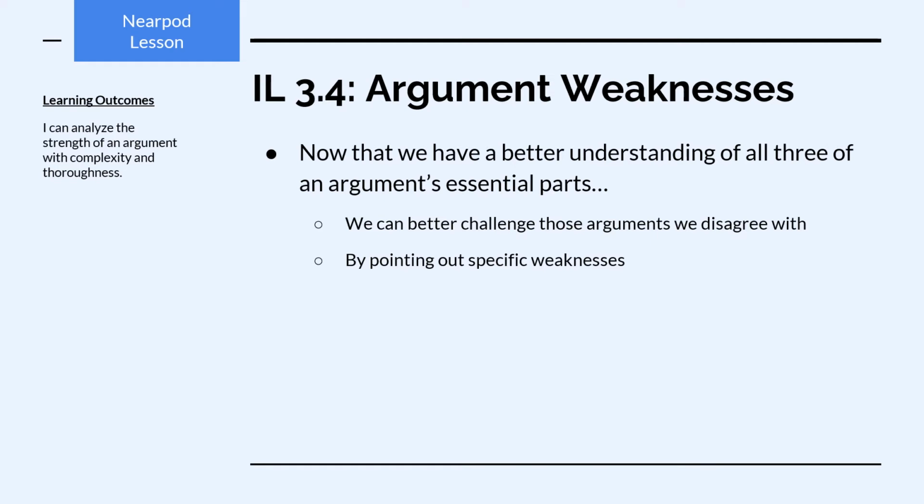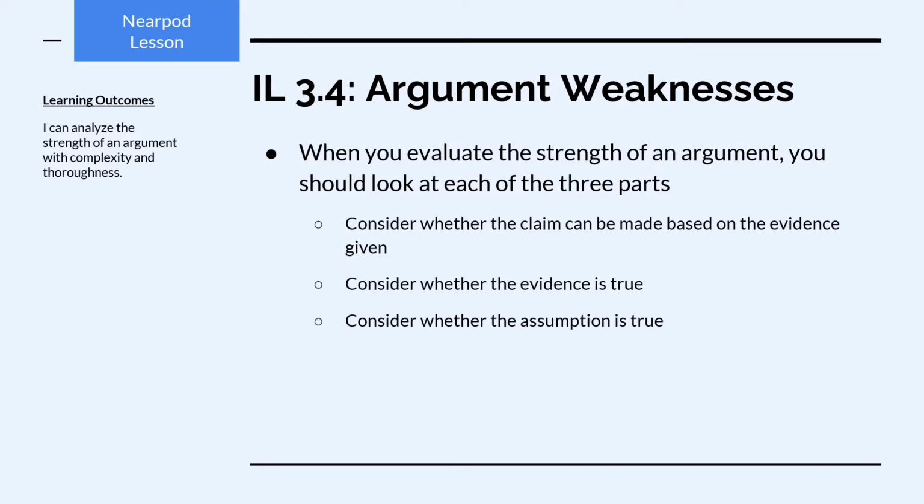In our previous lesson, we learned about the three essential parts of an argument. Now that we have a better understanding of those parts, we can better challenge those arguments that we disagree with by pointing out specific weaknesses. When you evaluate the strength of an argument, you should look at each of its three essential parts individually.